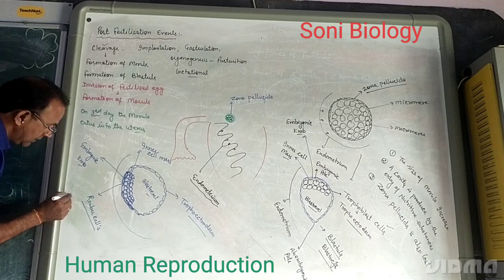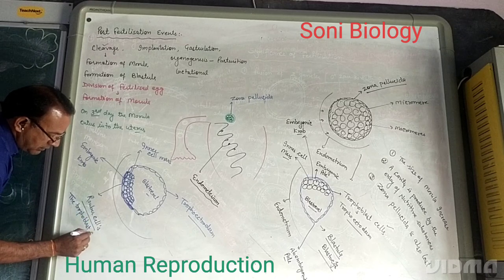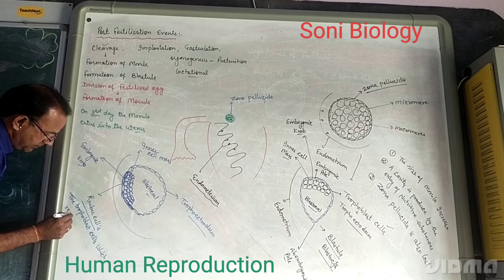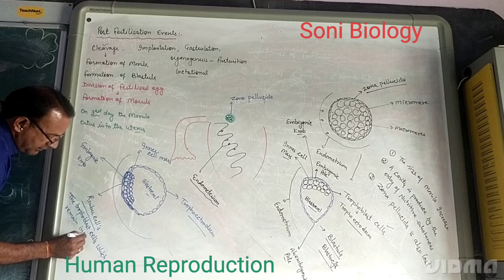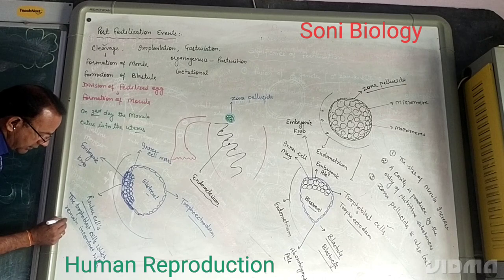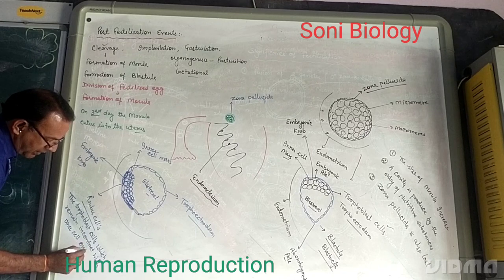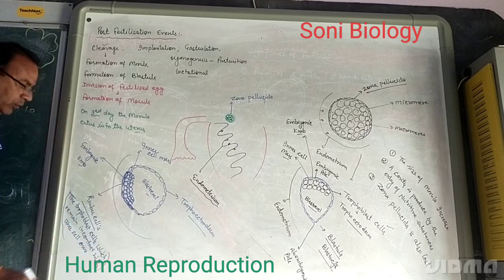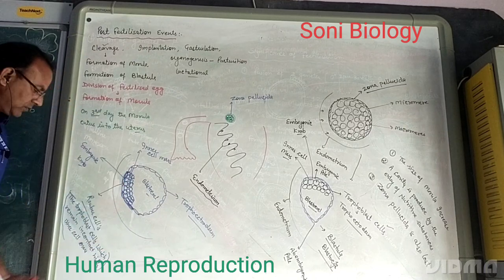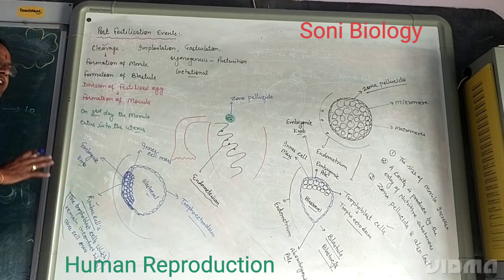What do we mean by Rauber cells? The trophoblast cells which remain in contact with the inner cell mass, or we can say towards the embryonic pole. These cells are called Rauber cells. These cells are also responsible for the formation of the placenta, or we can say the chorionic villi.